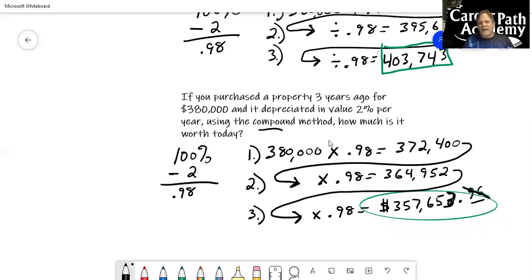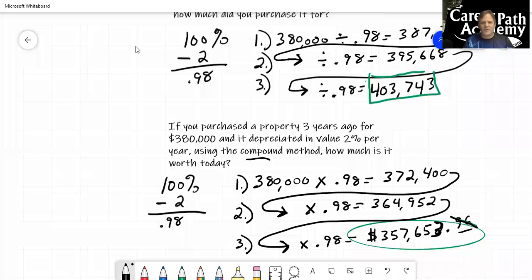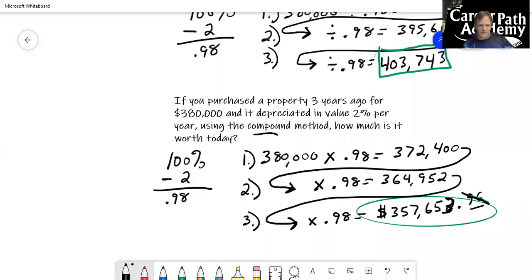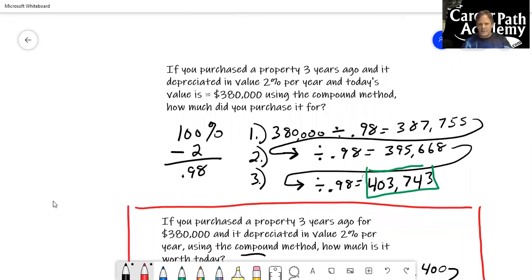So you see, it matters if you divide or multiply. It makes a difference if you're trying to determine an amount in the future, today's value, or a value in the past. How much did you buy it for? So these are two entirely separate problems here. That's one problem. This other one is another.